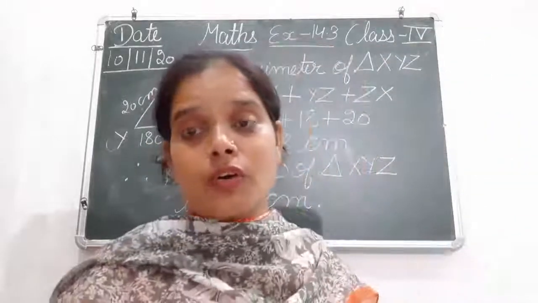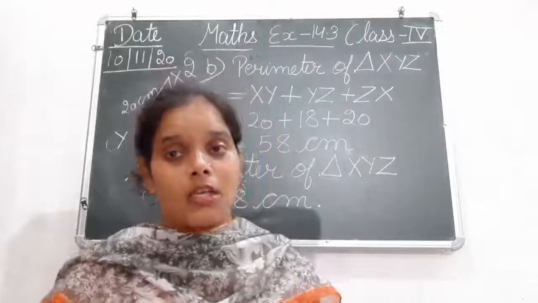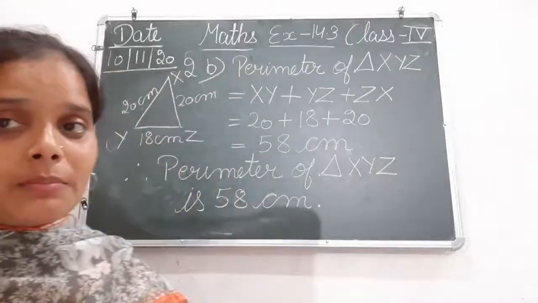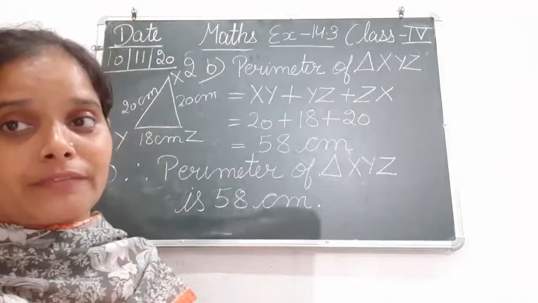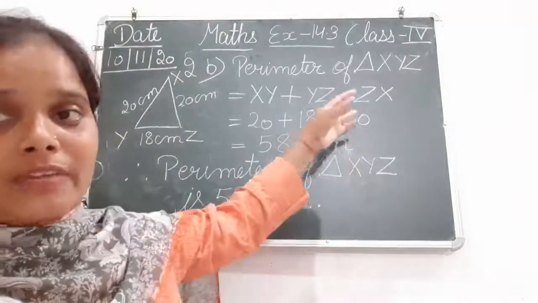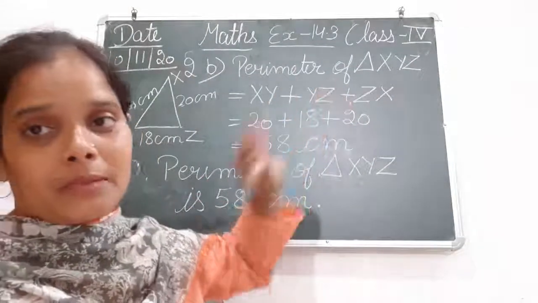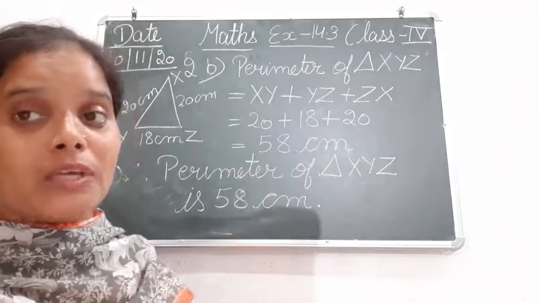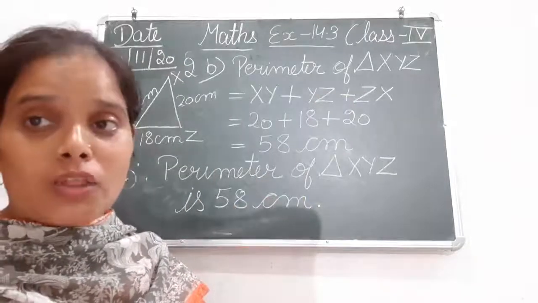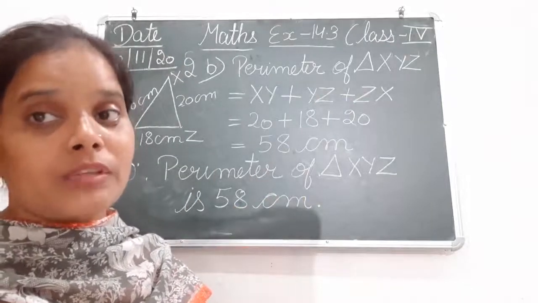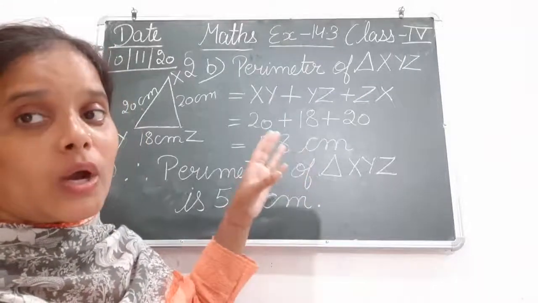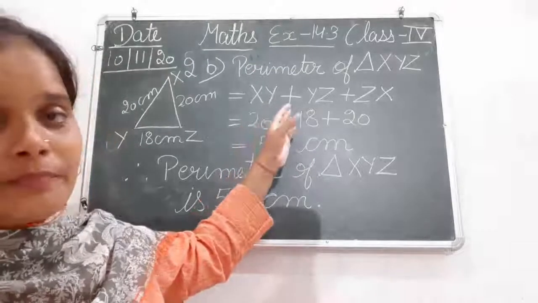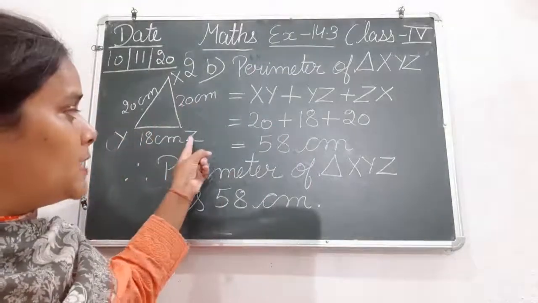Now the question was that you have to find the perimeter. हमें क्या निकालना था? उसका perimeter. So the perimeter of the triangle XYZ that we have to find out. So that I have done here. So for finding the perimeter of the triangle XYZ, we have to add the length of all the line segments of the given figure. So जितनी भी line segments हैं उनकी length को हमें क्या करना होगा? Add. So XY plus YZ plus ZX.